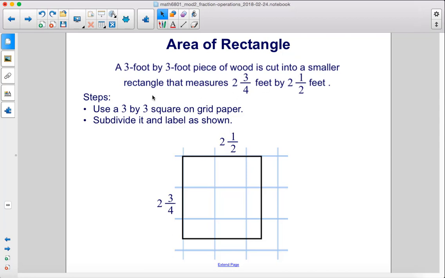We're going to cut it into a smaller rectangle that's 2 3/4 feet this way by 2.5 feet this way. So you can see what started out as 3 feet wide became 2.5. So now we have this smaller rectangle inside.